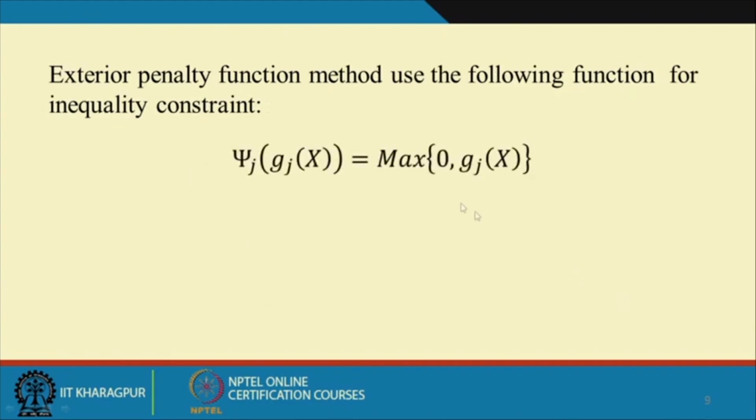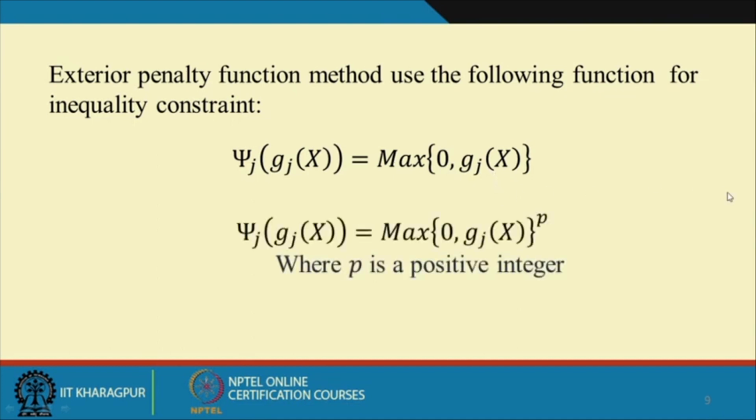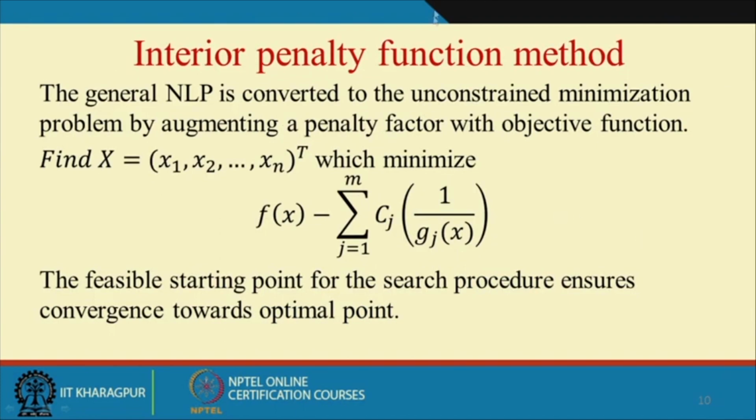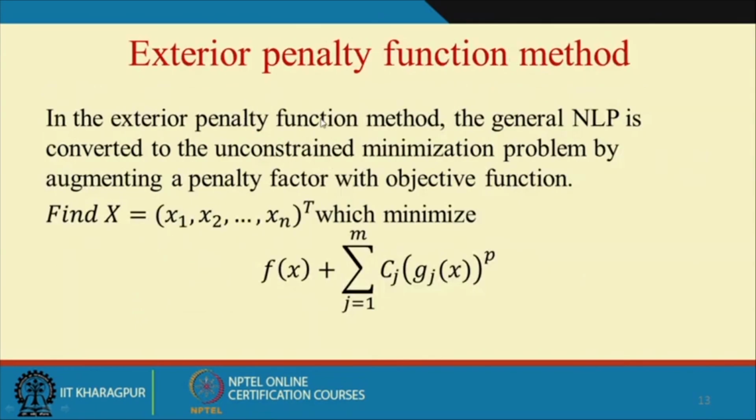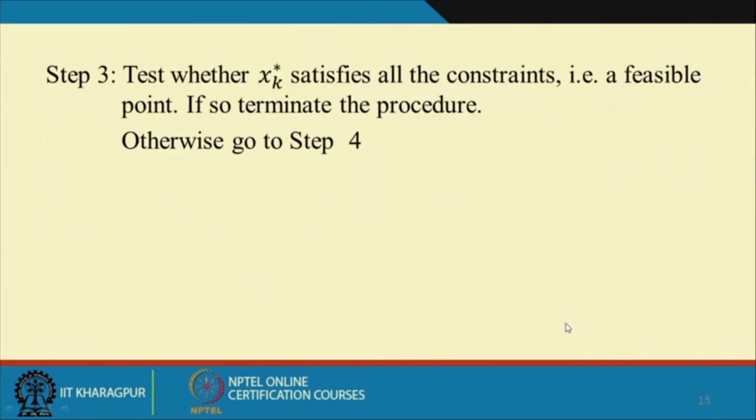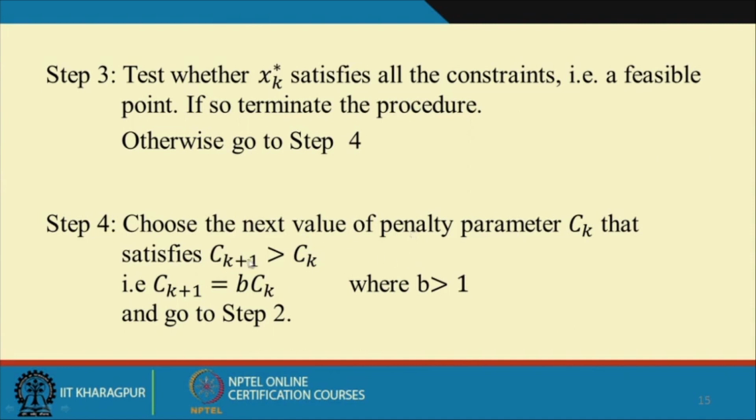For the exterior penalty function method, we can have the max of 0 and gj(x), the max of 0 and gj(x) squared, or the max of 0 and the modulus of gj(x). We can also consider it to the power p, where p is a positive integer. That is the general model for us, and this is in general the interior penalty function method. The algorithms I have already discussed for both the interior and exterior penalty function methods. The only difference is that here the c values are increasing, whereas for the interior penalty function method the c value is decreasing; then only can we approach the feasible region. That is the difference.